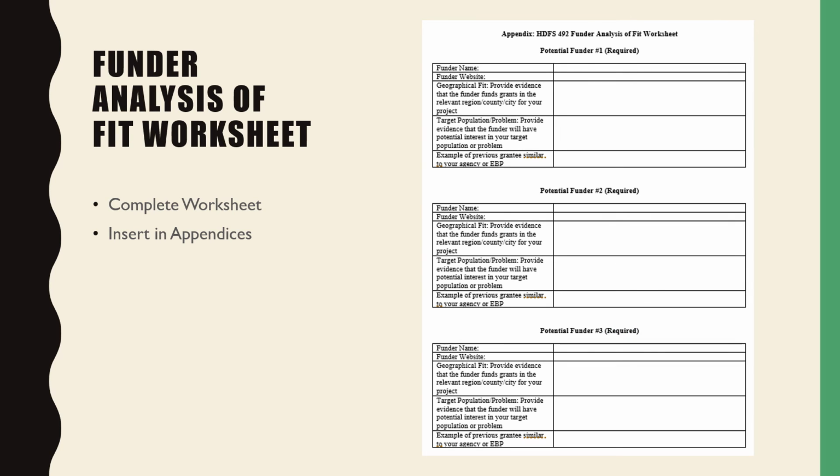And so then I mentioned this worksheet, so you don't have to write this up in paragraph form. You could if you prefer, but you can just complete the Funder Analysis of Fit worksheet, which is on Canvas, where you just quickly list all of that information here. And then you're going to, again, insert it into an appendix to your final proposal, not in your actual final proposal.